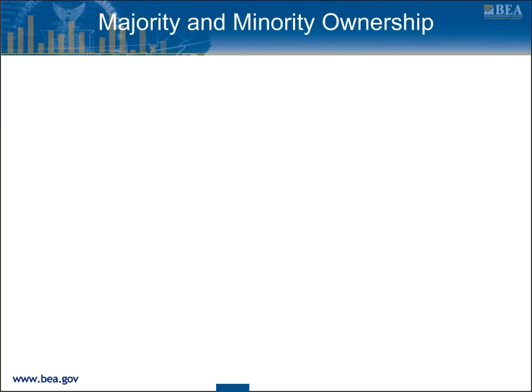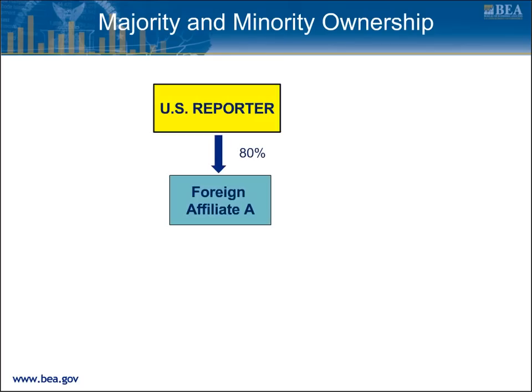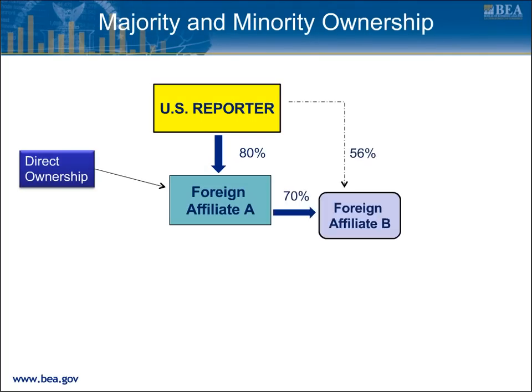Here's an example of how to determine ownership of a foreign affiliate. This U.S. reporter owns 80% of foreign affiliate A, which makes foreign affiliate A majority owned directly by the U.S. reporter. Foreign affiliate A directly owns 70% of foreign affiliate B. We get the indirect ownership of the U.S. reporter in foreign affiliate B by multiplying 80% by 70%, which is 56%. Because the indirect ownership of foreign affiliate B by the U.S. reporter exceeds 50%, foreign affiliate B is majority owned indirectly by the U.S. reporter.